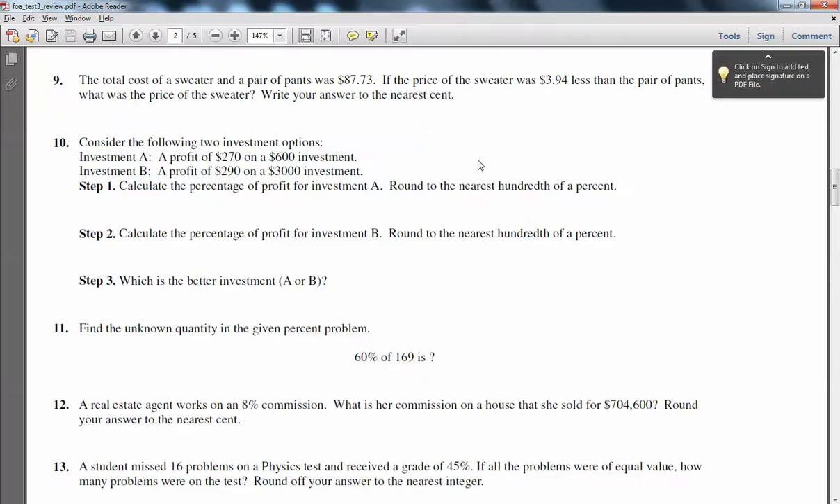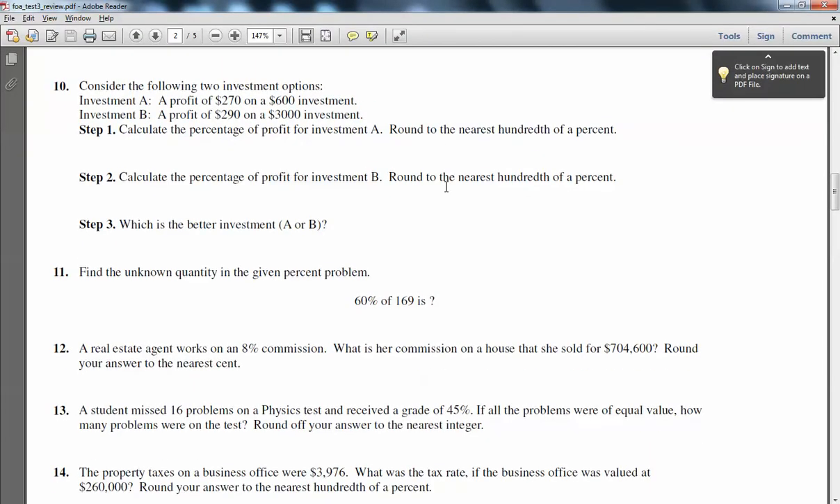Okay, number 10. Consider the following two investment options. Investment A: profit of $270 on a $600 investment. Investment B: profit of $290 on a $3,000 investment. It says calculate the percentage of profit for investment A, round to the nearest hundredth, and then do it for B, and then which is better.